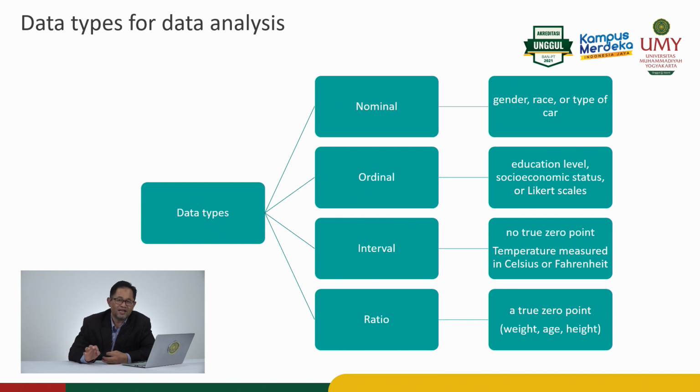And the last one is ratio data. Ratio data refers to certain data that has a 0 point. For instance, weight, age, how old are you? I think from 0, from before and after this one. And then height, for instance, how high you are. So this is 0 point. This is the ratio data.